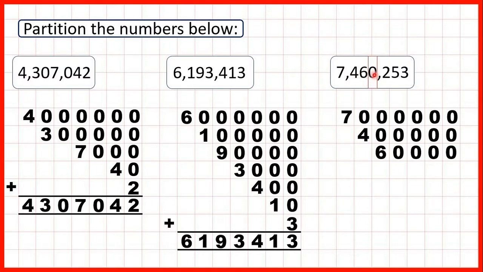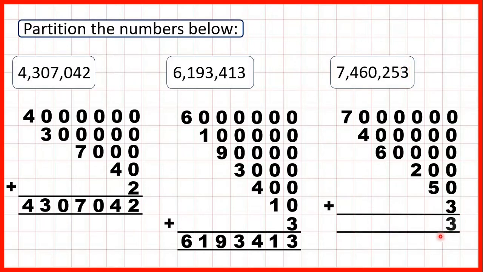So here we need this 0, so the 6 isn't in our thousands, but in our 10,000s, and the same for the 4 and the 7 as well. Now we have 2 in our hundreds, so that's 200. This 5 stands for 5 tens, and then we have a 3 in our ones. And again, you can see that when we add up the partitioned numbers, we get the number that we started with.